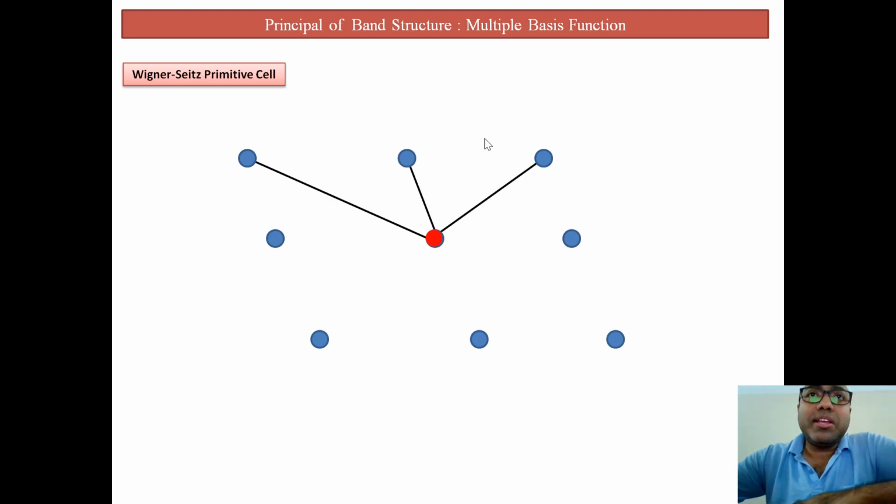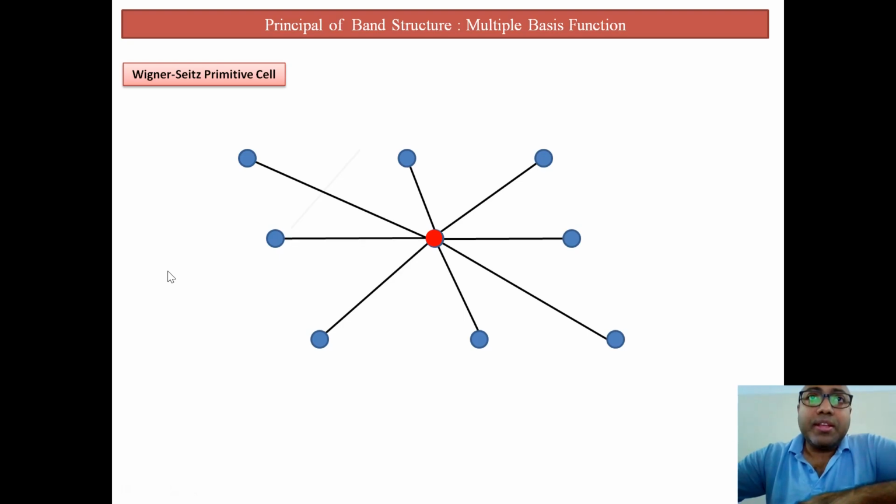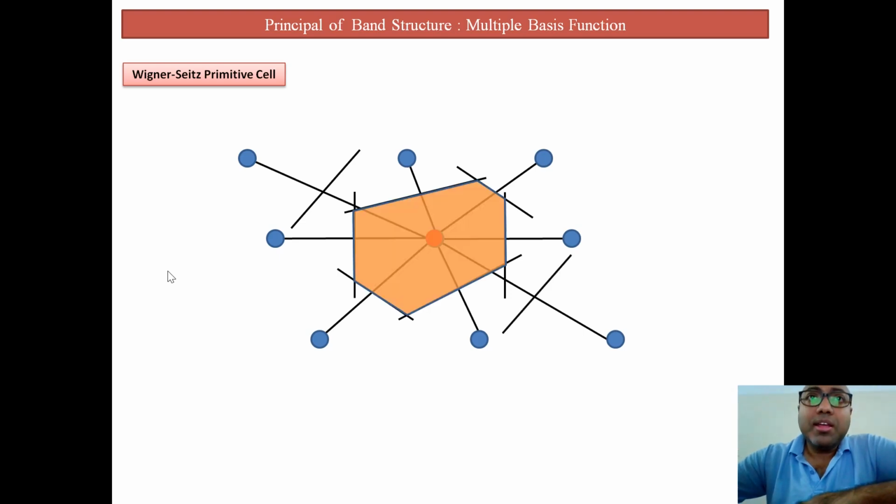So this weakness is algorithm. You already know this. You have to consider one particular point, then draw a line to the nearest neighbor. Then you have to do bisection of that, and the uniform area is called the primitive cell.